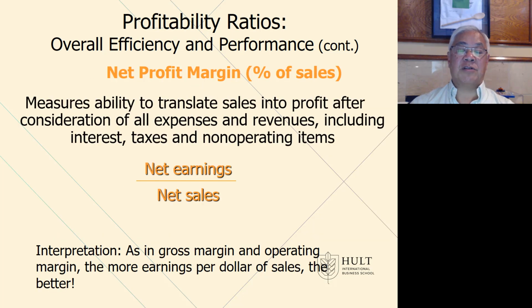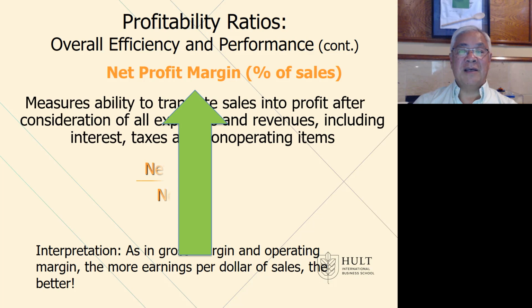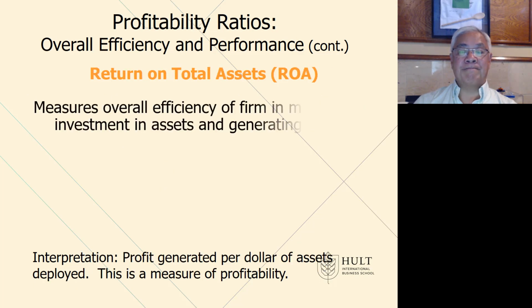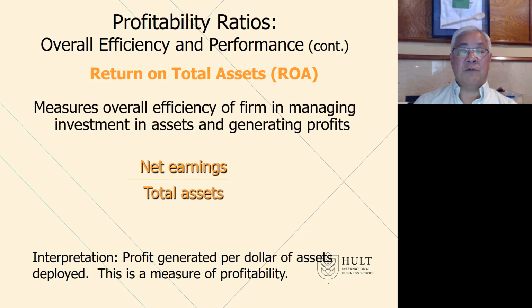Next is net profit margin. We go all the way down to net income. How much do you make for every dollar of sales? Guess what? We want this one high too. The higher the net margin, the better. Return on total assets. What is the total net earnings for the company divided by assets? So for every dollar of assets you have, how much money do you earn?